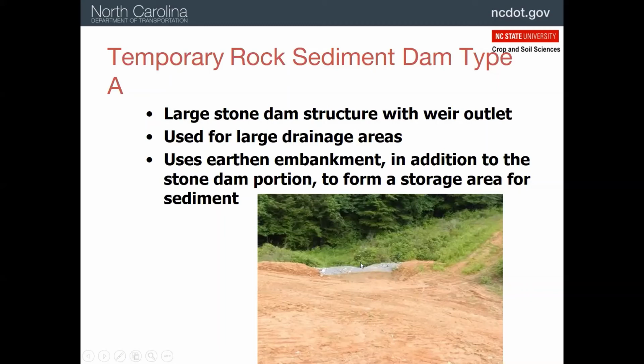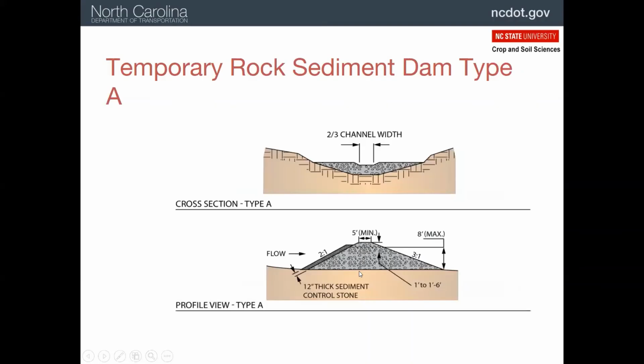Notice how we have a weir. We need to have that at all times when we're getting flow through these dams. So again, a little drop here where the weir is, and we've got the large stone and 1 foot of the 57 stone on the front. So that's the sediment dam type A.